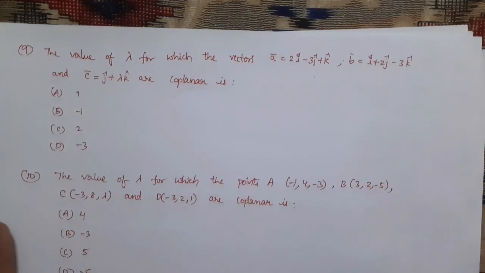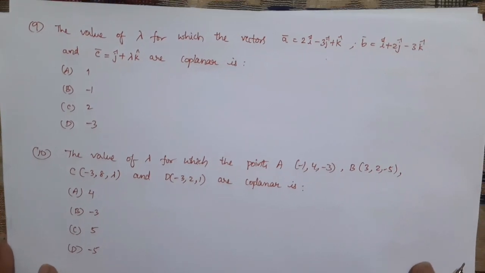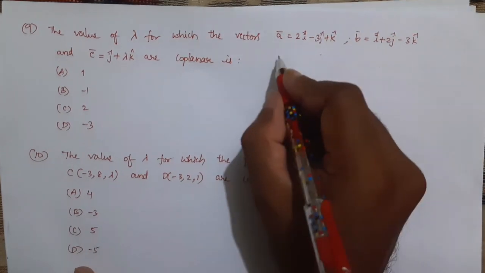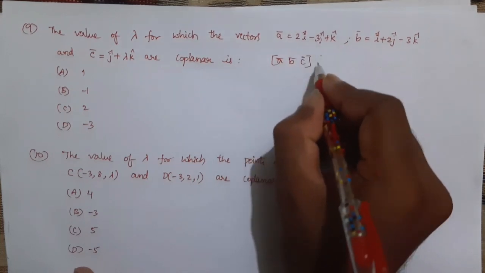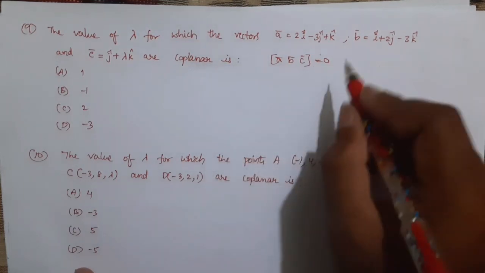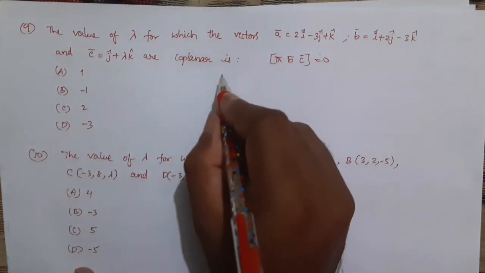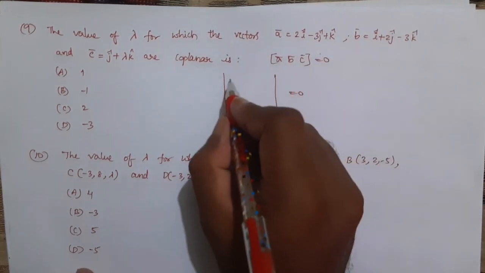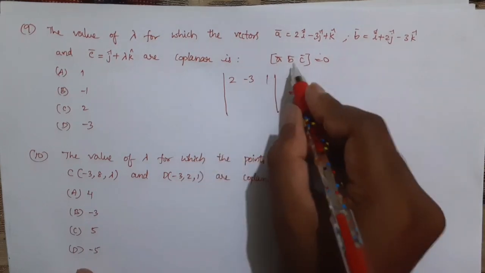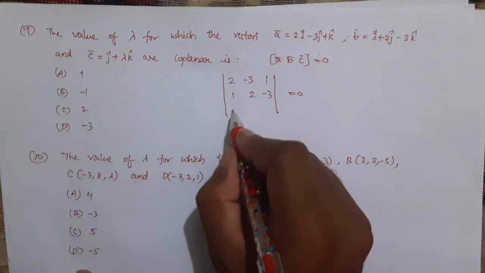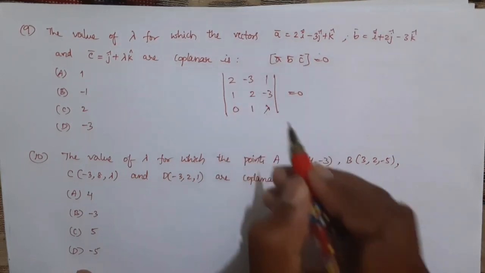The value of lambda for which the vectors A bar, B bar and C bar are coplanar. See, coplanar is very simple. You need to do box A bar, B bar, C bar which is equal to 0. Here box A bar, B bar, C bar is nothing but the determinant. Here A bar is the first vector's components, like 2, minus 3, 1, and then B bar is 1, 2, minus 3, and then C bar has no i cap, so it is 0, 1 and then lambda.